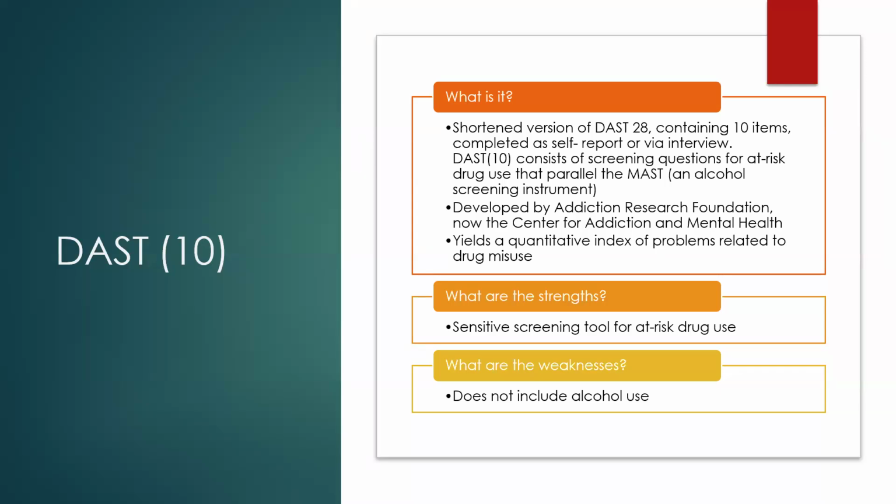So what's the DAST? The DAST-10, we're thankful for this. It's been shortened from the original 28 questions. And it parallels another alcohol screening instrument developed by the Addiction Research Foundation. And it has a quantitative index of problems related to drug misuse. So it's very sensitive as far as its ability to identify at-risk drug use, but it does not include alcohol use. This is why we use the two questions for the pre-screen, one an alcohol-focused question and the other a drug-focused.